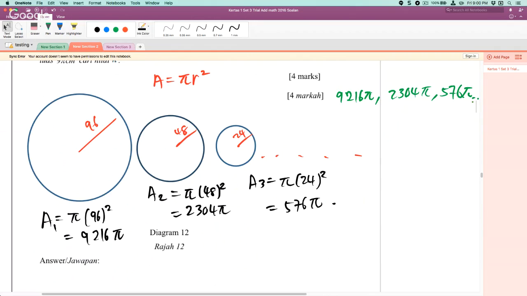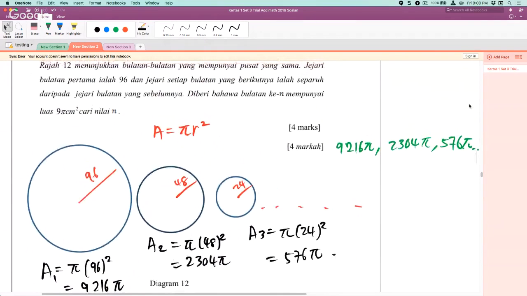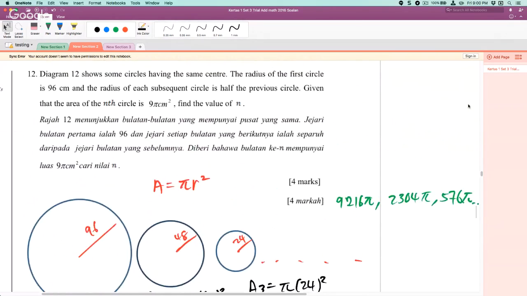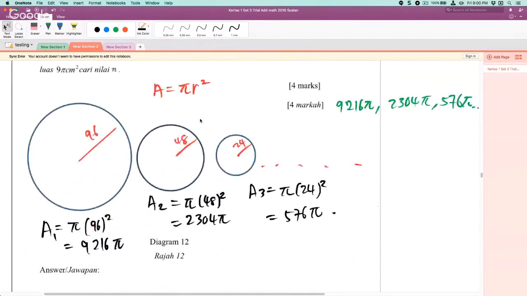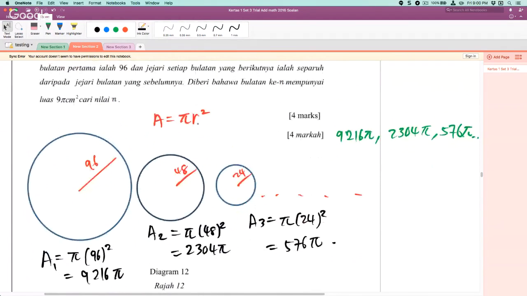Since I want to find the nth term, I will need to know my first term and my ratio first, given that the area of the nth term is 9 pi. So I know this is my A. My A is basically 9216 pi. I want to find my R. My R is the second term divided by the first term, right? So I will use 2304 divided by 9216. Pi and pi are already simplified. So R actually equals 1/4.